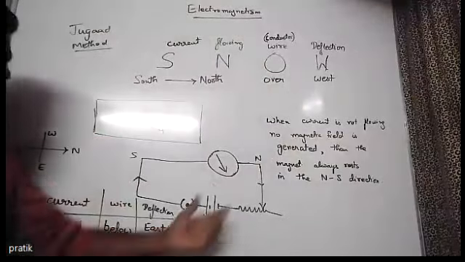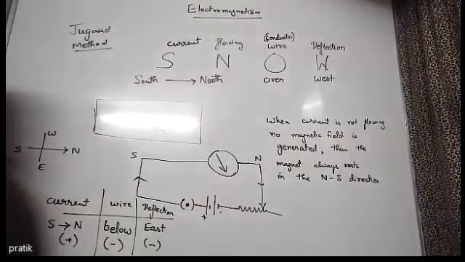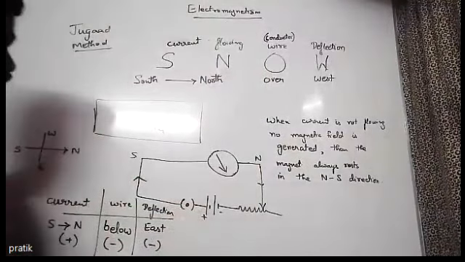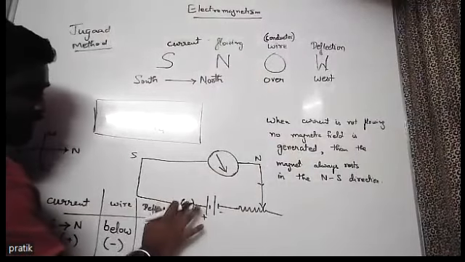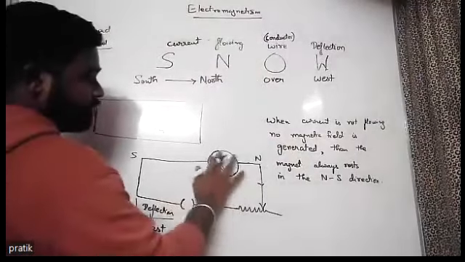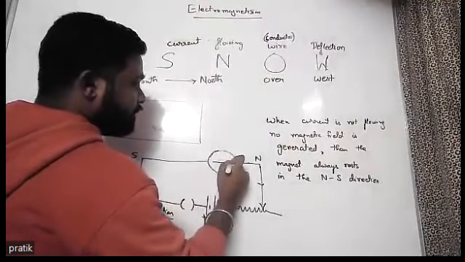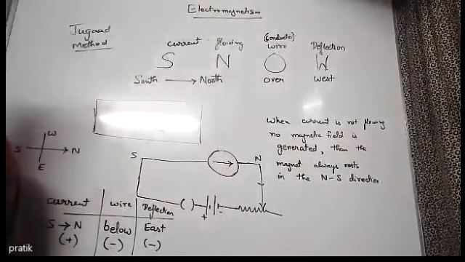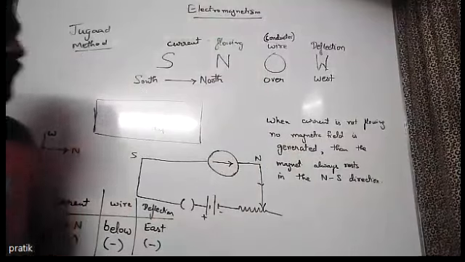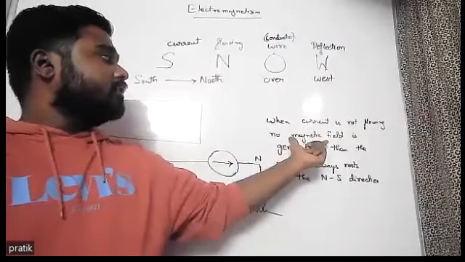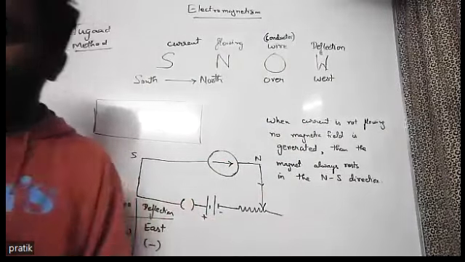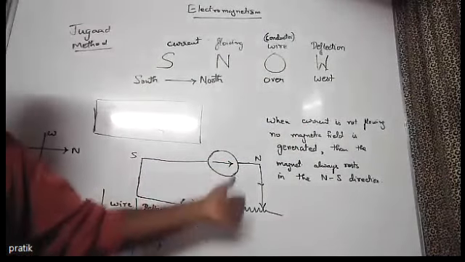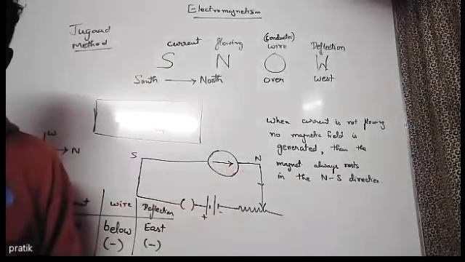So now, going ahead once again, when the current was not flowing, the magnet was resting in the north-south direction. Correct? Because there is no magnetic field. When current is not flowing, there is no magnetic field. As a result, what happens? The magnet always rests in the north-south direction.